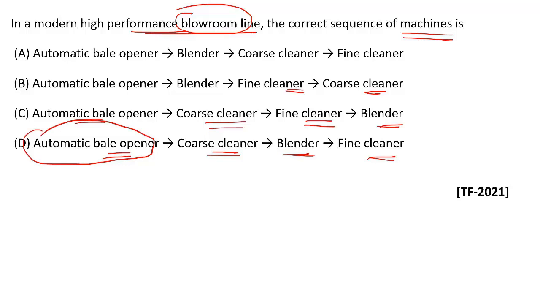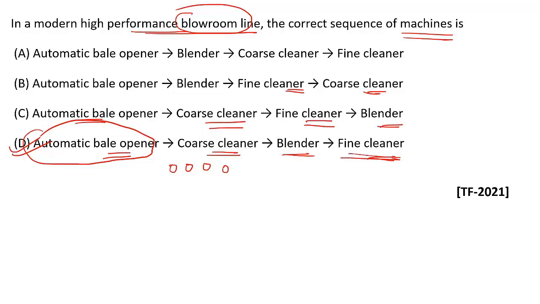But if you look at when the bale is opened, then there are particles. First one, coarse particles, that is high in size. These are first cleaned, then they are blended. During the blending process, these coarse particles are cleaned and then blended, so that when the blending occurs, then fine cleaning can be done easily. So option D is the correct option in this case. Automatic bale opener, then coarse cleaner, then blender, then fine cleaner. So option D is the correct option.